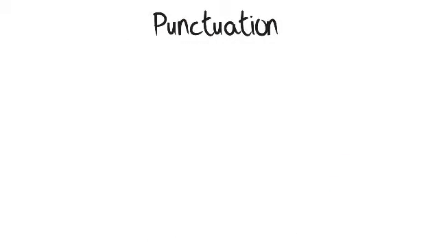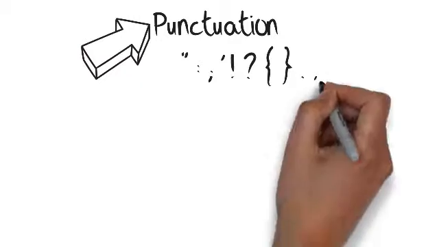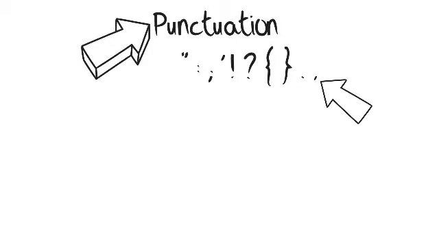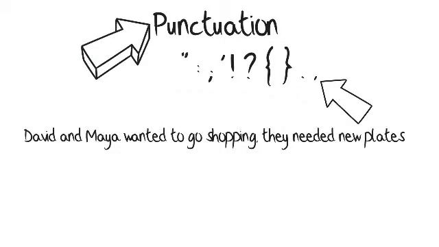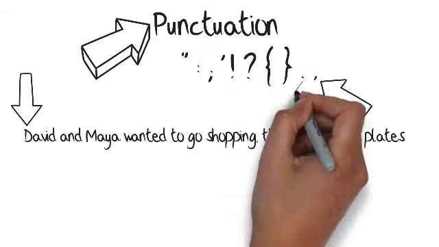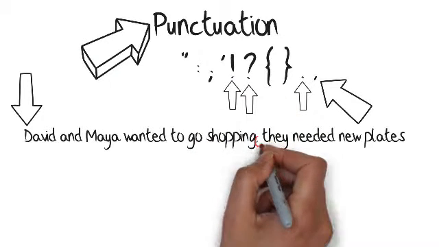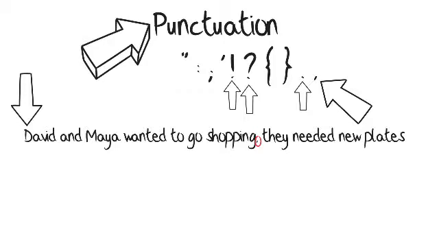Punctuation. Using punctuation will make your writing easy to read. Your punctuation has to be correct in your writing, so make sure you know the rules. Always start your sentences with a capital letter. Your sentences should always end with a full stop, a question mark, or an exclamation mark. Commas are used to create pauses in your sentences.